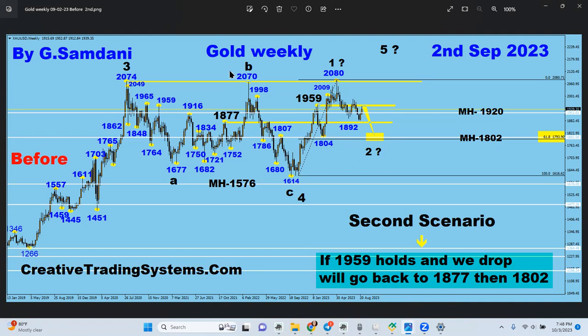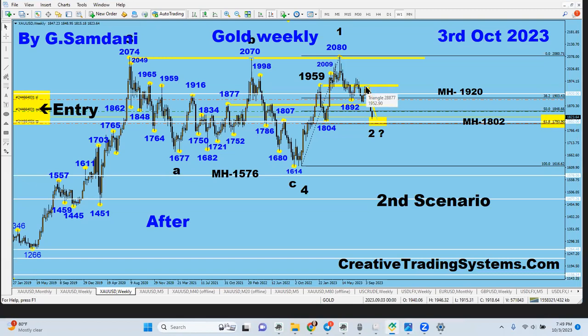So gold selected the second scenario. This is the current chart that it couldn't go above. It went up, came down, went up again one more time for the third wave, and then couldn't go above. 1959 held and we started to drop and then broke below 1877, like I said, and it is now very close to 1802. It's 1823 right now, so 1802 is the target. This current trade is still on and coming down.